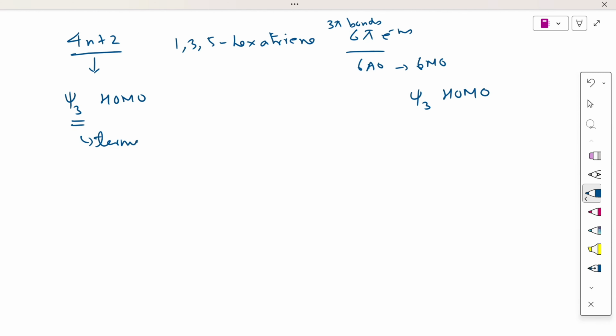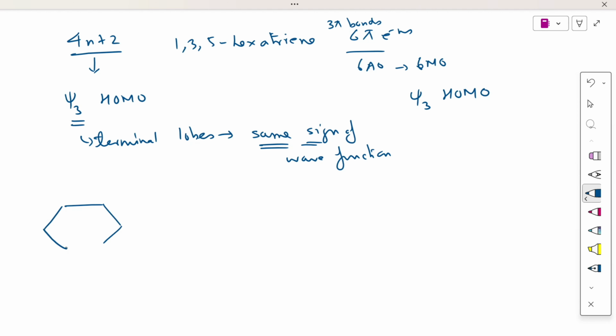Upper terminal lobes எப்படி இருக்கும்? Terminal lobes will be having the same sign of wave function. Same sign. So orbitals will be having the same sign, the frontier orbitals. So do that, write it. So you'll be having same sign. Okay. So Xi3 is HOMO under what condition? Thermal condition. We have not done any excitation.